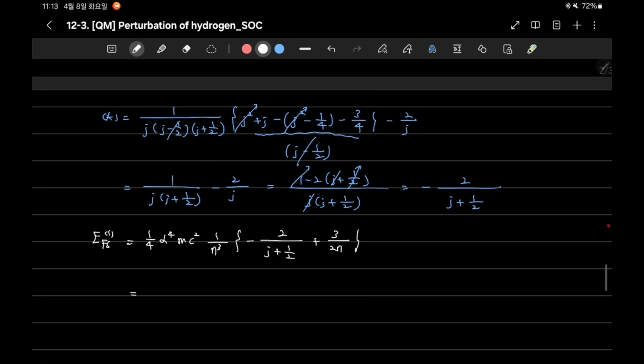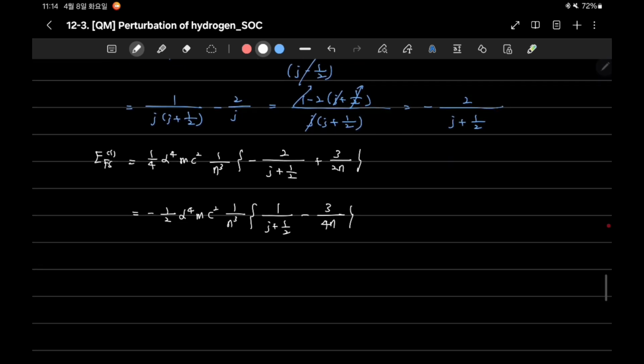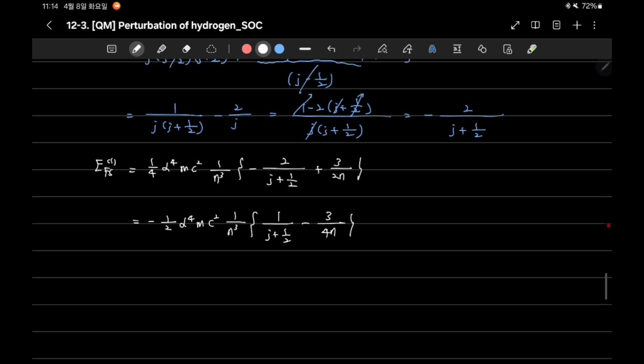Then in other words, it is minus 1 half alpha to the 4 mc square 1 over n cube, then 1 over j plus 1 half minus 3 over 4n. It is the case for L equal to j plus 1 half. And secondly, in the case of j equal to L minus 1 half, in other words, L equal to j plus 1 half case.